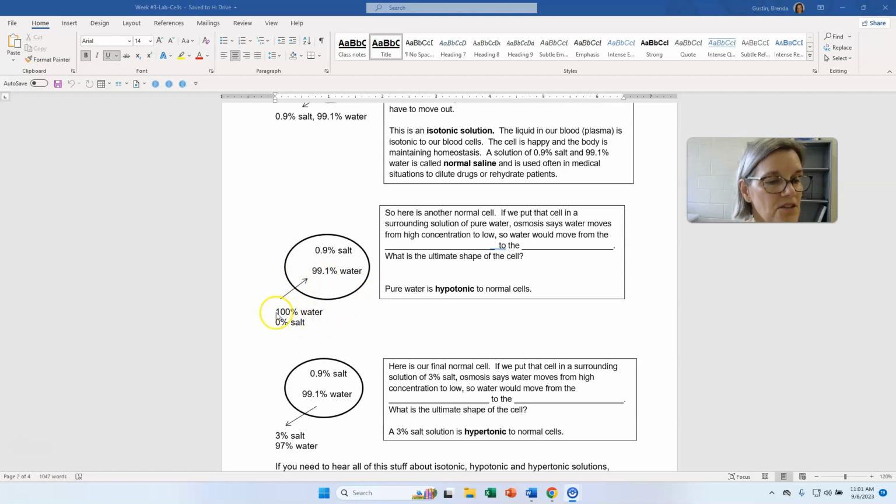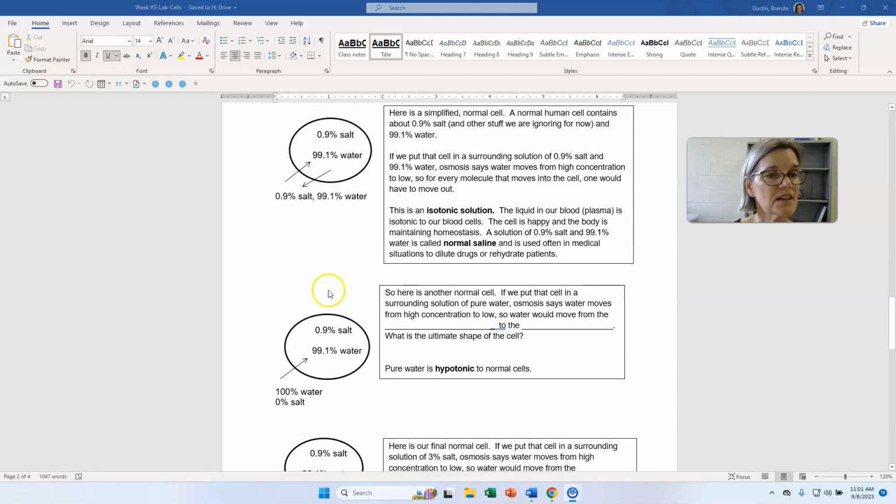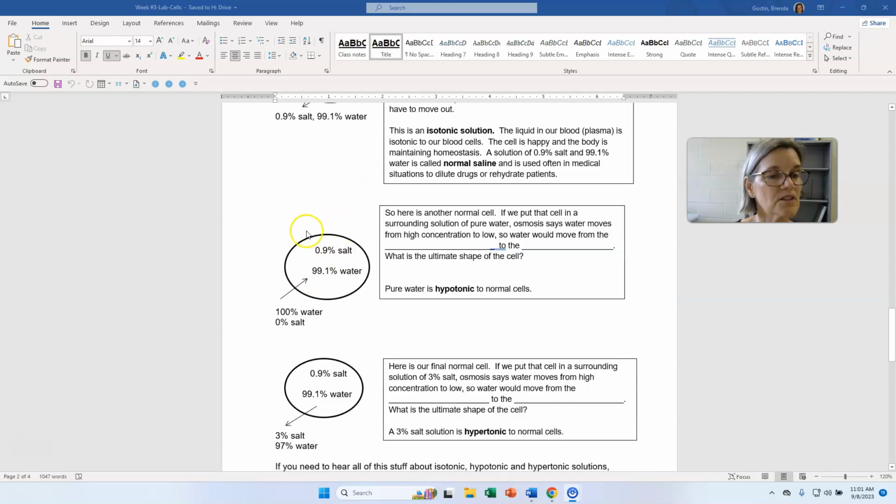It's going to move from high concentration, 100%, to lower concentration, 99%. It's going to cause the cell to swell up and potentially burst if enough water moves in there. With human cells, like our own cells, we have to keep our cells in an isotonic environment, or else they're going to burst. If you're a plant, you have a box around your cells. You have a cell wall, and therefore the cells will not burst in a hypotonic solution. They kind of look pretty much the same.